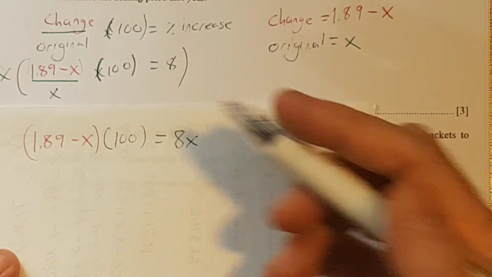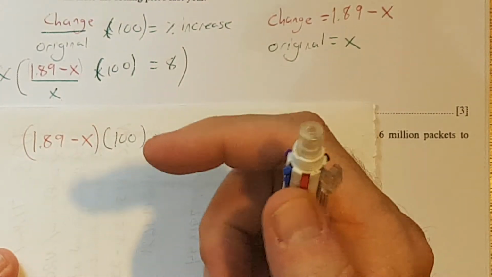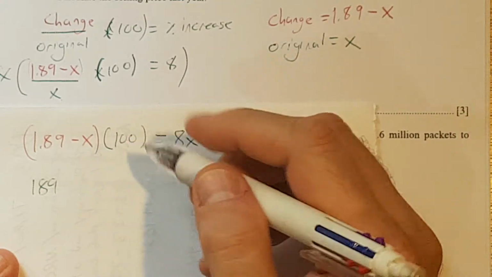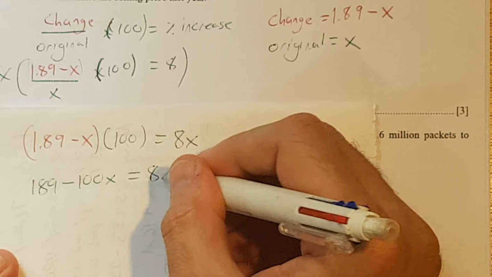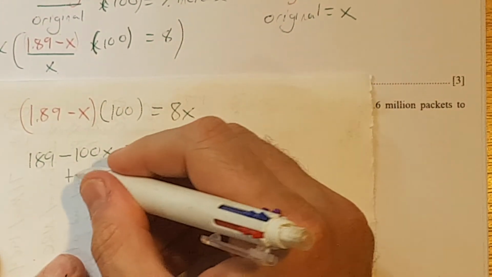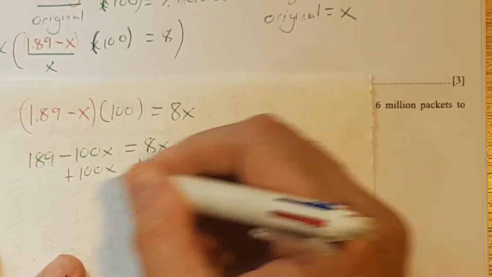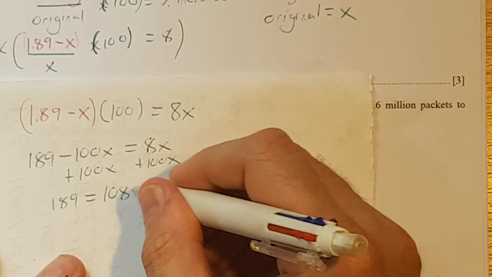Okay, moving up a little bit here. 100 times $1.89 is 189. I think I'll just go green now. 189. X times 100 is 100x. And then that's going to be equal to 8x. Okay. Add 100x to both sides. You get 189 is equal to 108x.